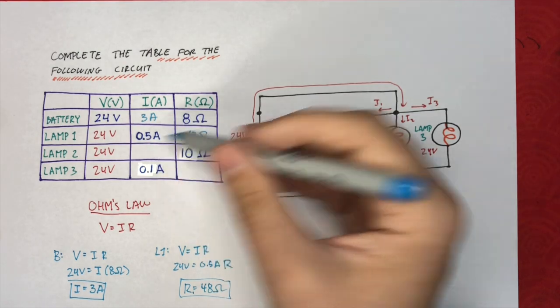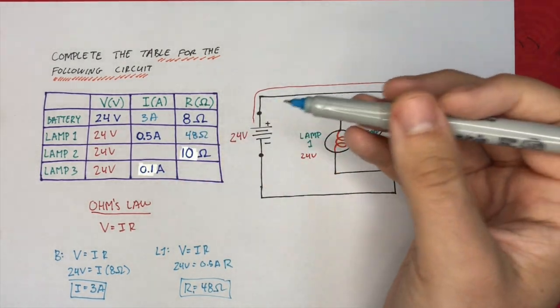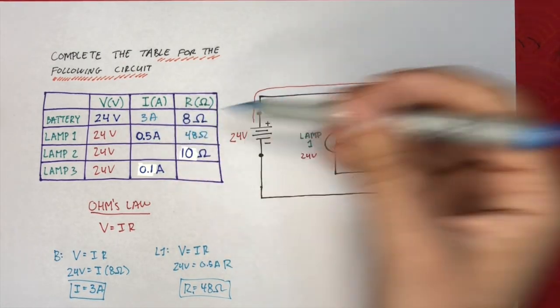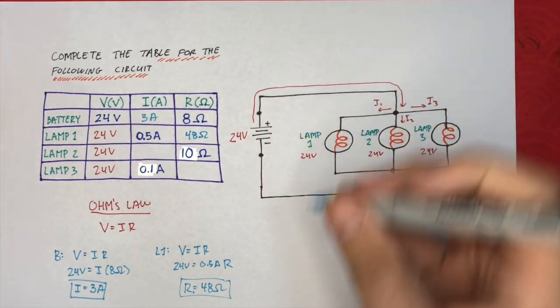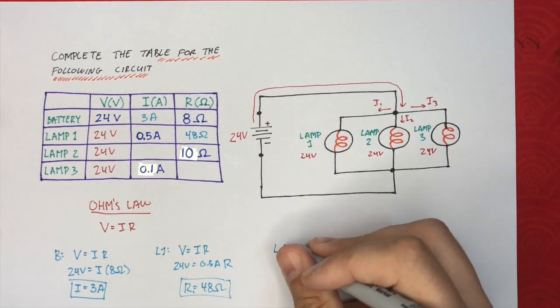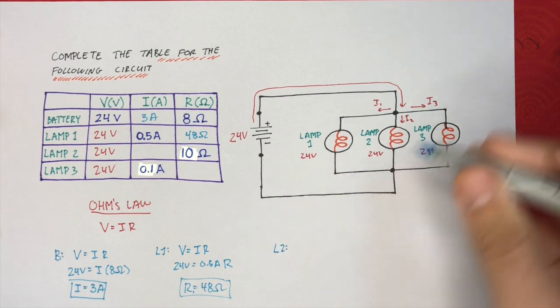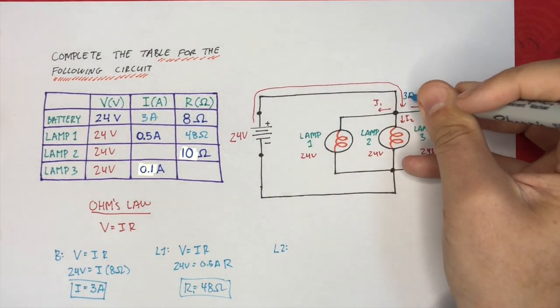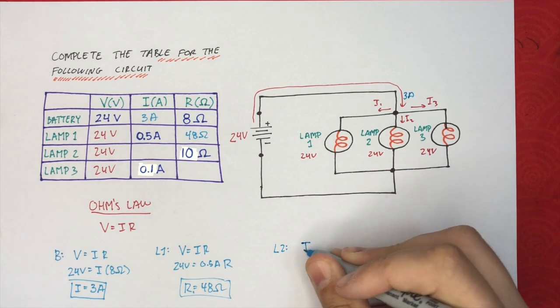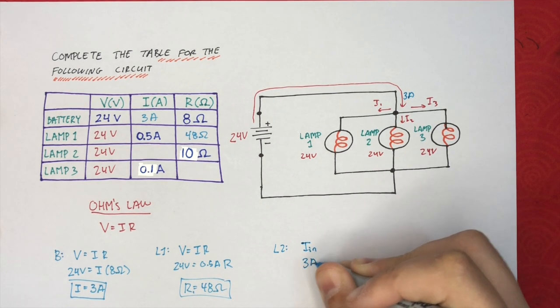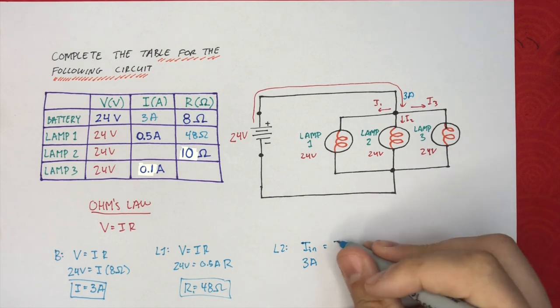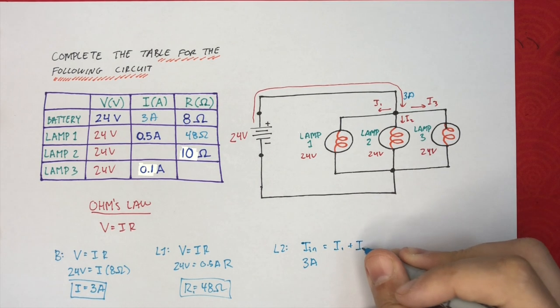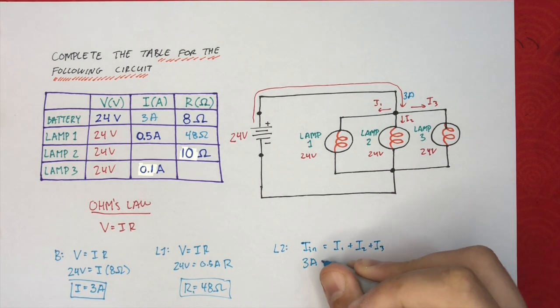Here, well, we can use Ohm's law, but I want to use the junction law just because we have all the other currents. So we might as well get used to practicing it. Okay, so let's take a look at lamp number 2. We said that the current going in is going to be equal to 3 amps. Well, 3 amps is the current that goes in, and that has to be equal to the current out. Well, the current out is I1 plus I2 plus I3.